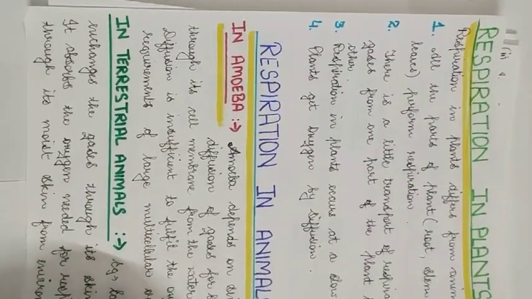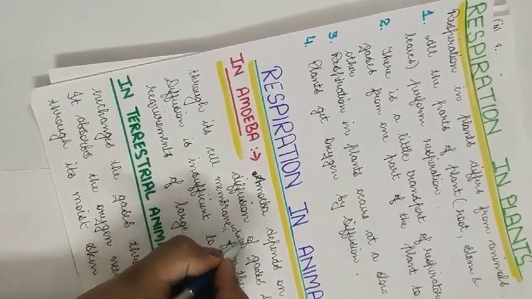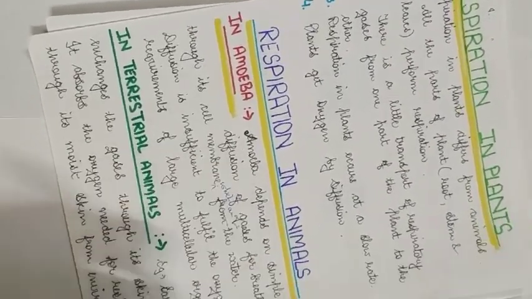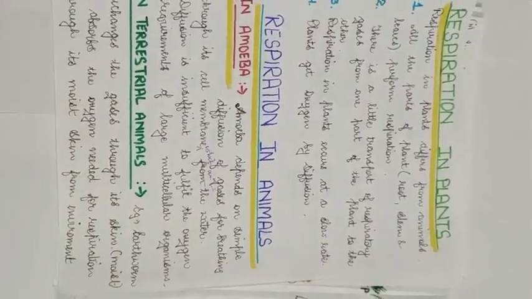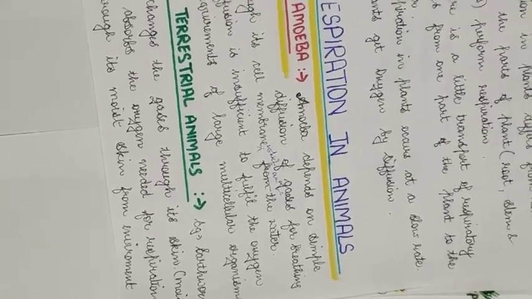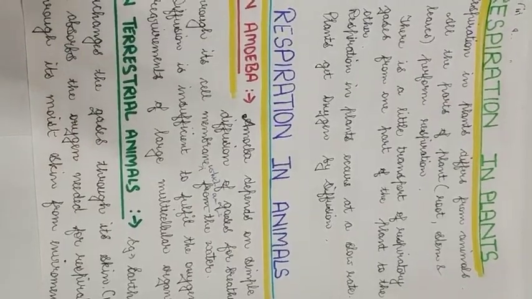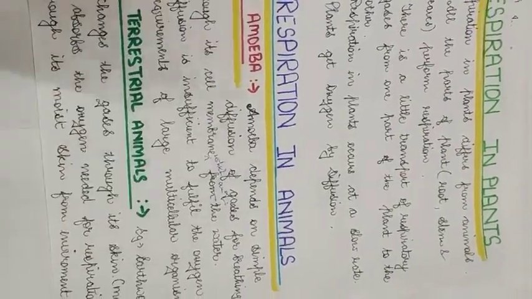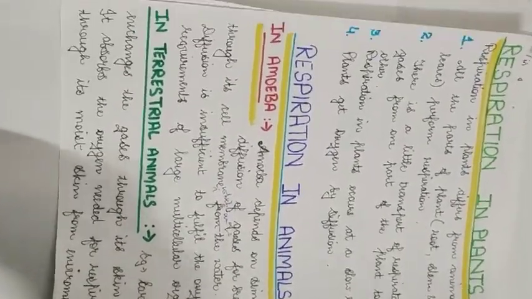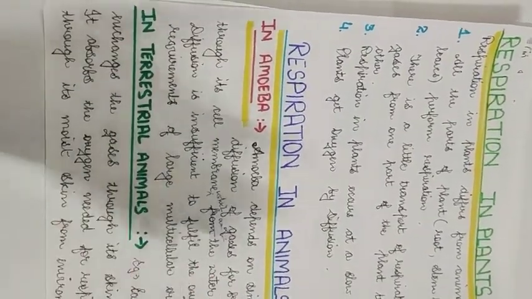So which gases are present in the water, and diffusion is insufficient to fulfill the oxygen requirement of larger multicellular organisms. Since diffusion cannot fulfill all the needs which bigger multicellular organisms require, diffusion only takes place in very small microorganisms, that is amoeba. And paramecium also undergoes the same process of diffusion.